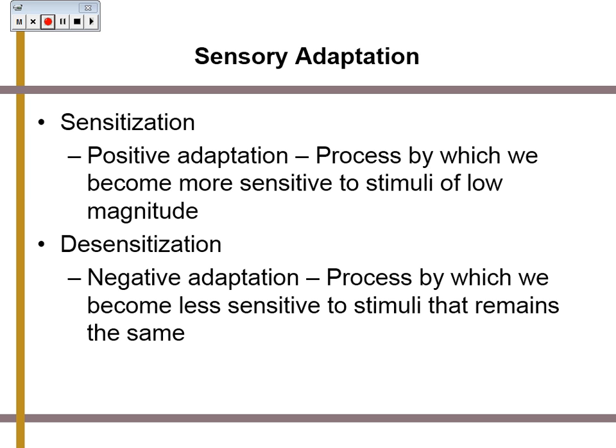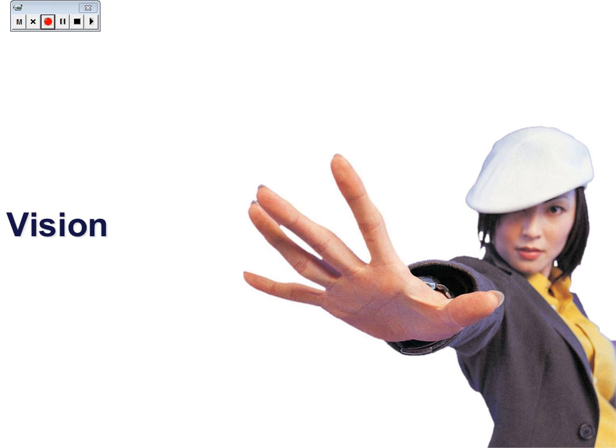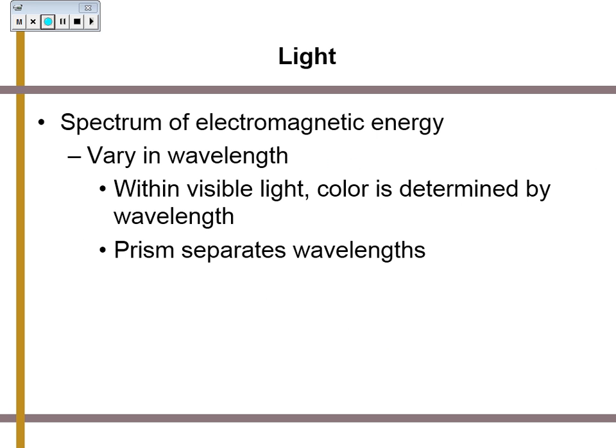Okay? All right, so now let's break down these senses. We're going to start with your vision. All right, vision is first. When we look at vision, light is the way we see things. We see things based on light. When we look at it, we're looking at what is called a wavelength. Light is based on a wavelength that allows our eyes to see.